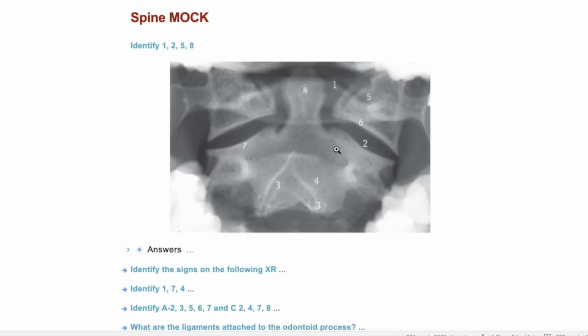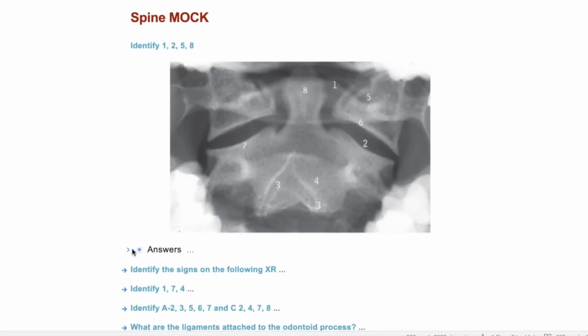And number 5? Number 5 is the lateral mass of atlas, or the transverse process of atlas. Can you say a final answer, please? Transverse process of atlas. Okay. And number 8? Number 8 is dens. Of what? Of axis. Okay.